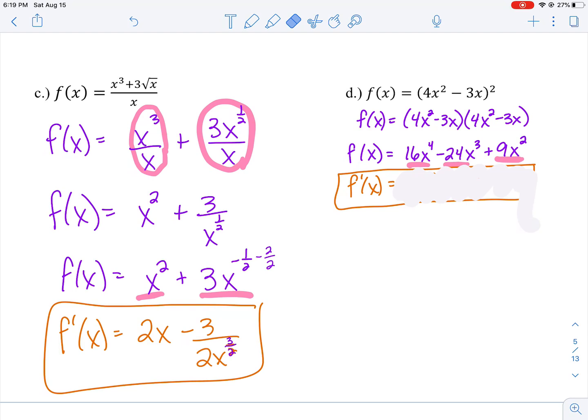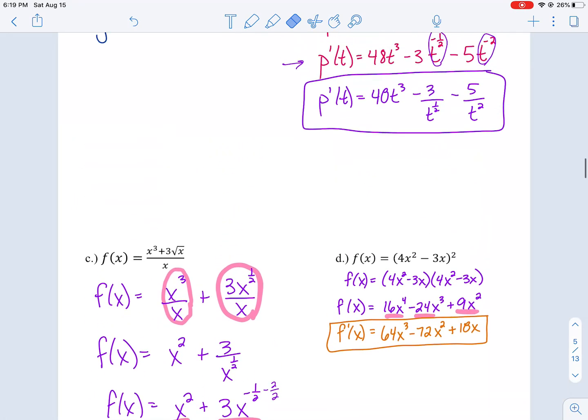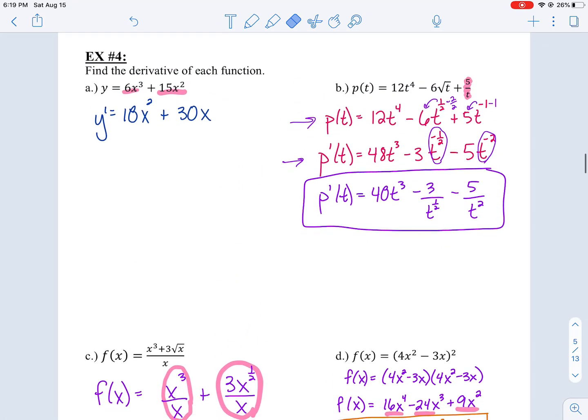I can take the derivative now, and the derivative of 16x to the 4th is really 64x cubed. The derivative of 24x cubed is my minus 72x squared, and the derivative of 9x squared is really 18x. So I can find the derivative. I just have to do a little bit of work on all of these to make them look like problems we do have rules for.